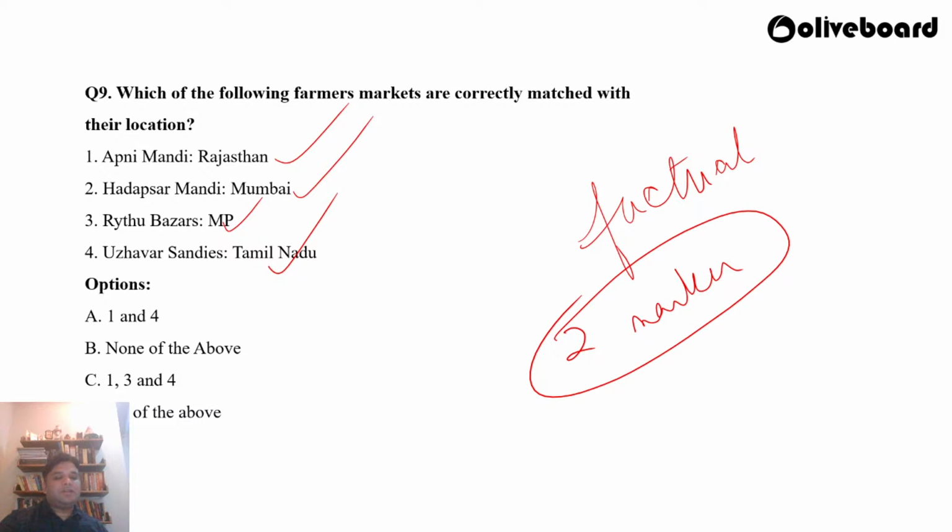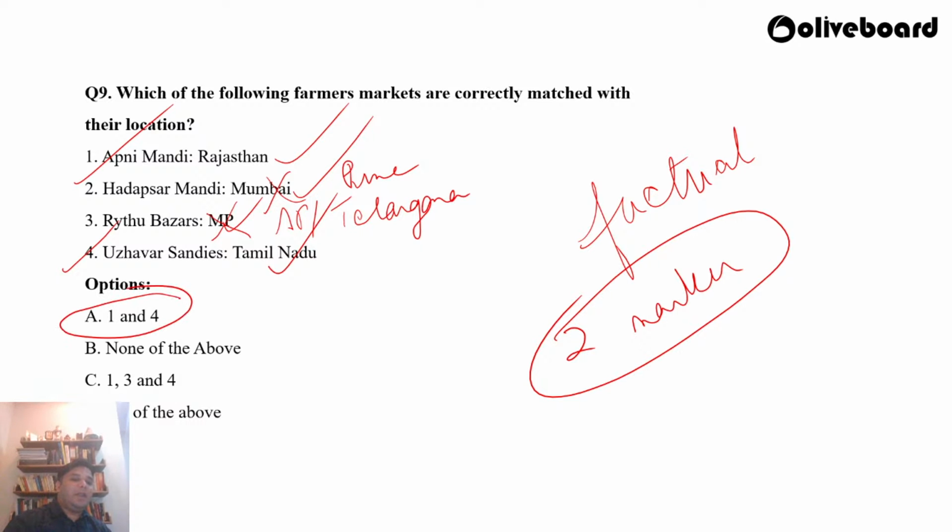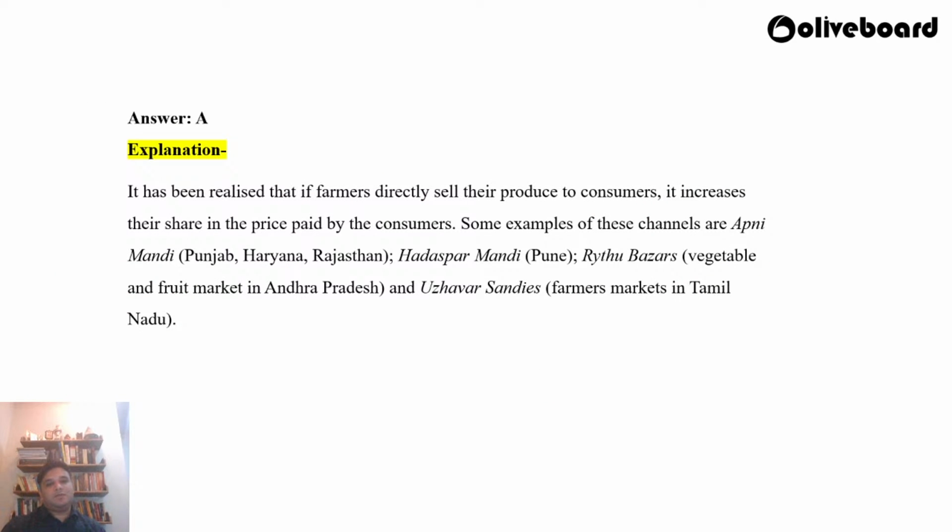So what do you think? This is something that you can solve by elimination. The Hadapsar Mandi is not in Mumbai, it is in Pune. And Raitu Bazaars are not found in MP, they are found in Andhra Pradesh, Telangana. Okay, so 2 and 3 are definitely incorrect. So what are you left with? 1 and 4. So there's only one option, A. Option A is the correct answer.